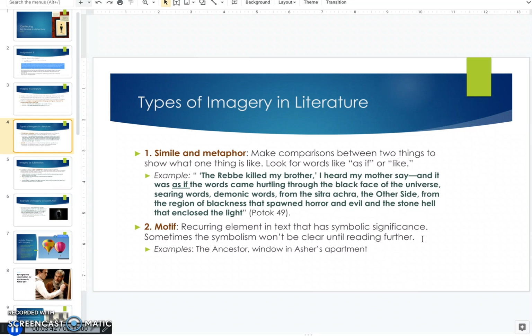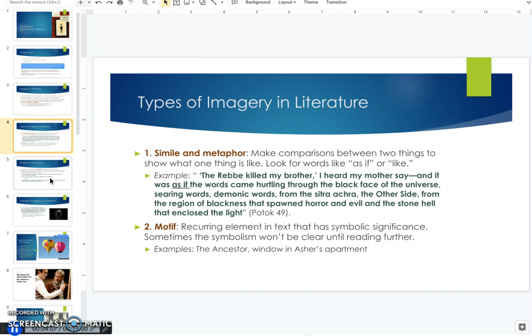Sometimes the symbolism won't be clear until reading further. In other words, you may not recognize a motif the first time you read it. It's only in its repetition that it becomes clear that there's something important about it. Examples of this in My Name is Asher Lev are the ancestor and also the window in Asher's apartment. He's going to keep coming back to that over and over, and it plays an important role in the end of the book.